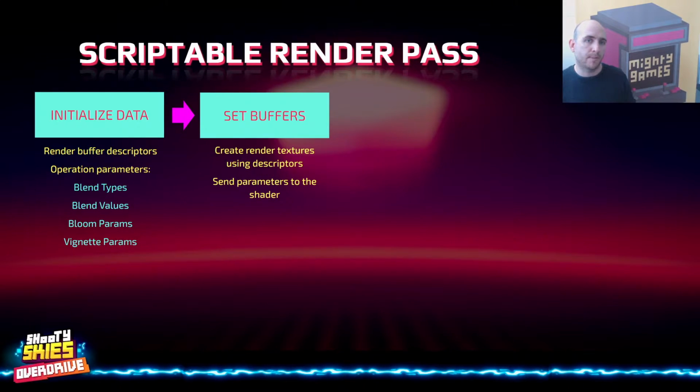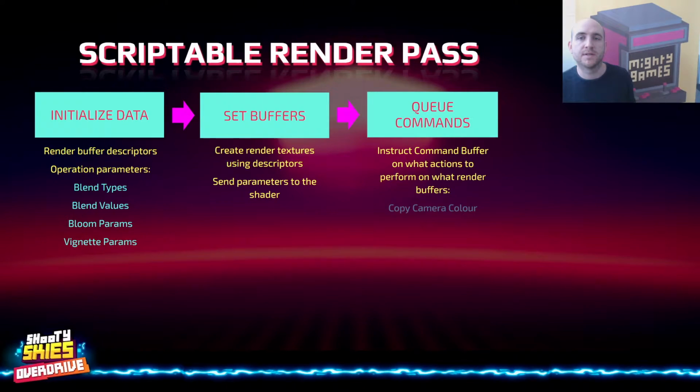So then what we do is we'll set up our buffers, and we're creating our render textures here by using those descriptors, and we're sending those parameters to the shader. And once we have all those buffers set, we then go through and queue all commands. So we instruct the command buffer on what actions to perform on what render buffers. And in this case, we're copying the camera's color, and then with that copied camera color buffer, we are then performing a bloom pyramid on it, and then we're also doing another blit where we do vignette, tint, and combine the bloom all together. And all those three things are blit commands. So they're sending a source handle and a destination handle to the command buffer to say, hey, take this source, do all this stuff to it, and then pass it out to this destination buffer.